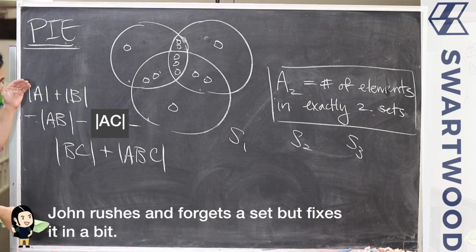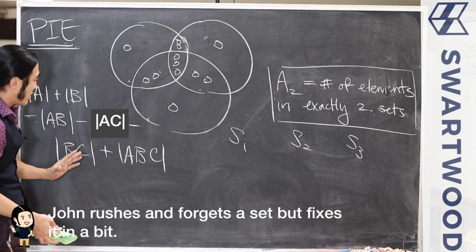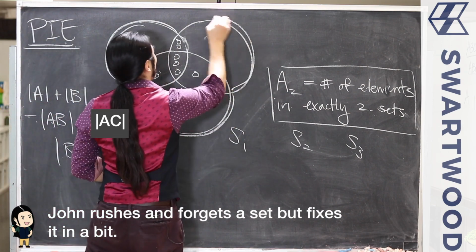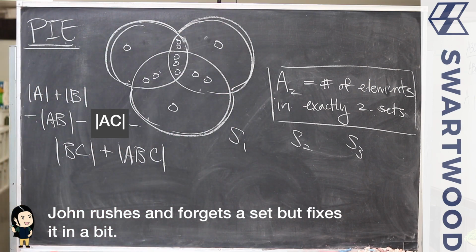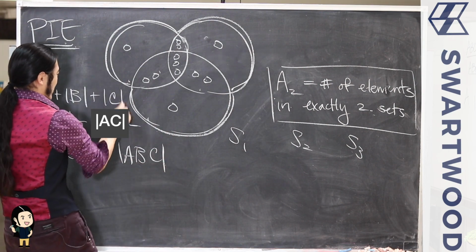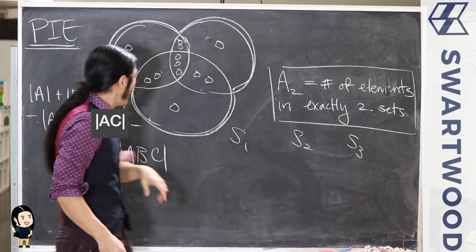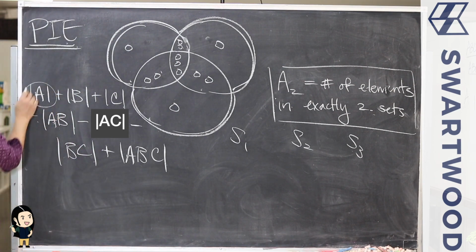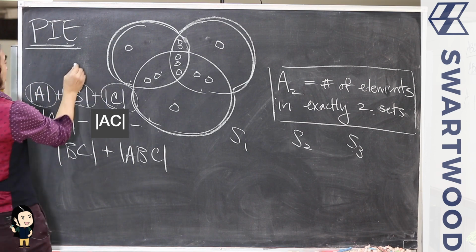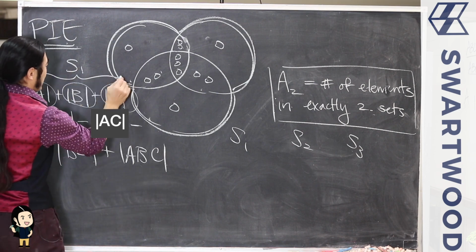Okay, so this thing right here computed all the guys that are in there, right? But the way we did it was we first, let's redo that. Notice here we added up the number of guys in each set, so A plus B plus C. We'll call this S1, this entire sum.